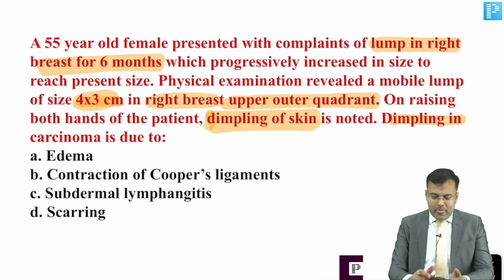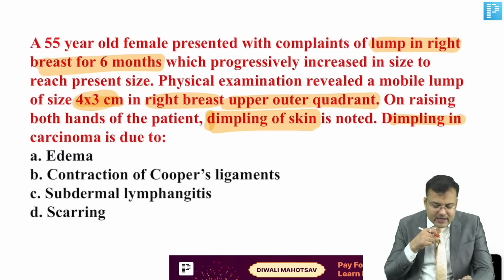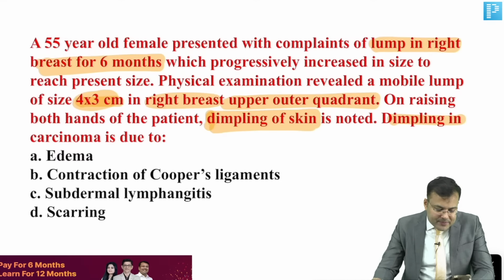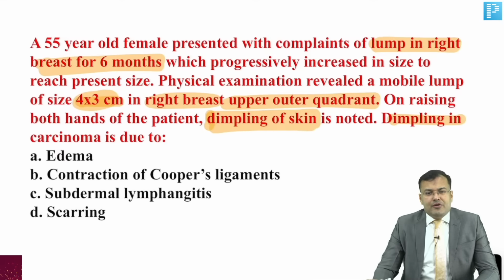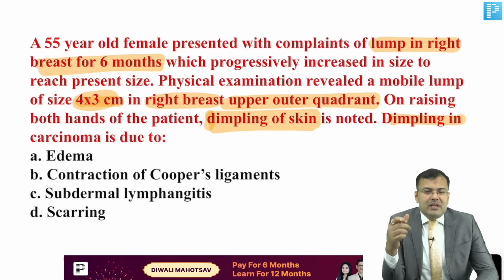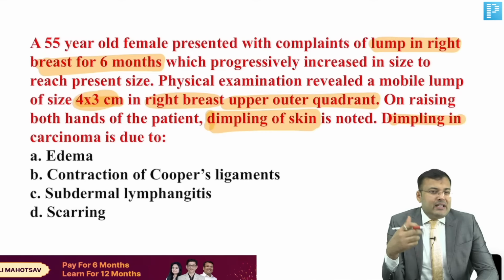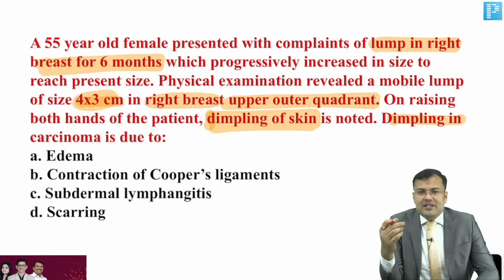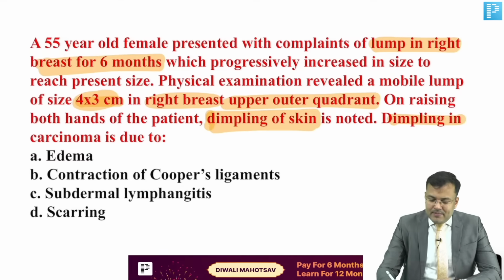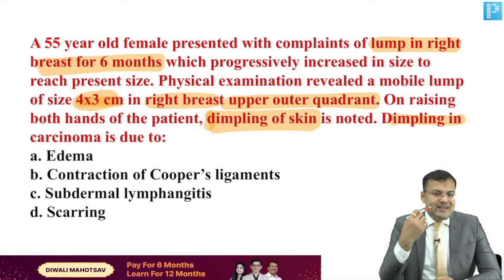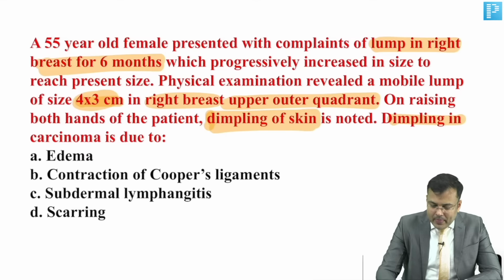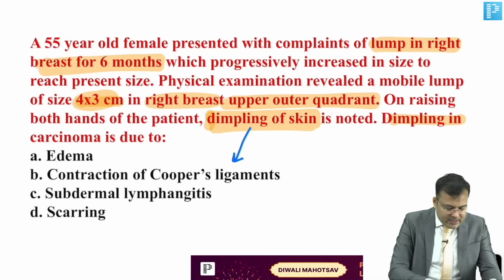Dimpling is because of involvement of, guys, till now Sushmita, Suryamani, Pallav, Upadhyay, very good, Sashank. Majority of you are marking the correct answer, but not all of you. Let me tell you, some of you are obsessed with subdermal lymphatics, because there is involvement of subdermal lymphatics in peau d'orange. In dimpling and puckering, there is involvement of ligament of Cooper. Dimpling means skin depression. You can see the skin depression, dimpling. Can you see? Clear? It is because of involvement of ligament of Cooper.